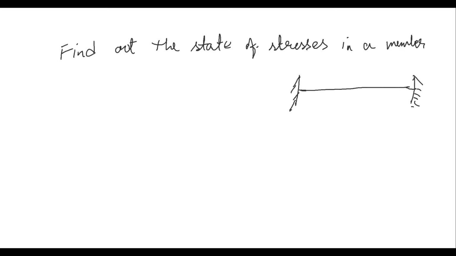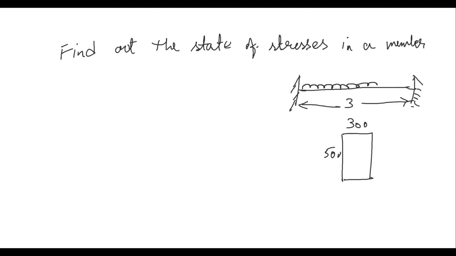Now let us take this beam size as 300 mm, and this is 500 mm. Okay, 300 by 500 is the beam size, and the length of the beam, let us take 3 meters, and it is having a uniformly distributed load of 10 kilonewton per meter.